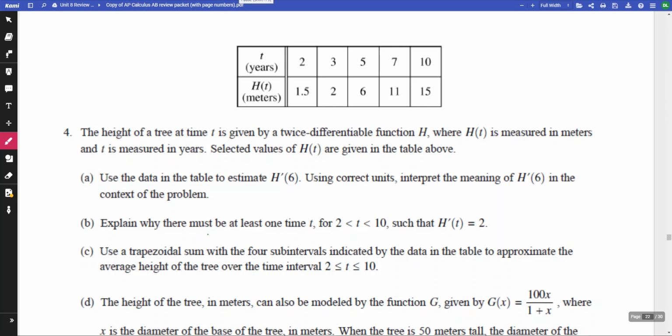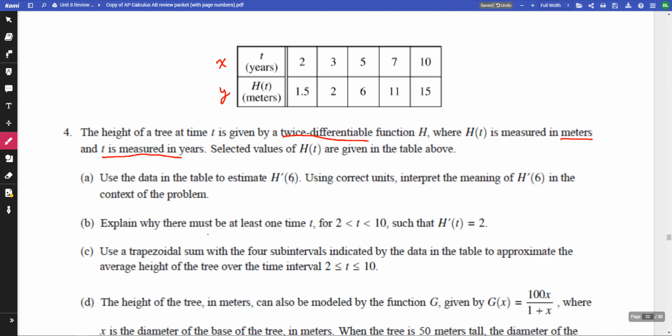Okay, so let's have another look at a Calculus AB question, and this is without a calculator. Here we're provided some information about the height of a tree given by a twice differentiable function. H is measured in meters, t is measured in years, with values for h of t. So I can think of the time as my x variable and the height as my y variable.